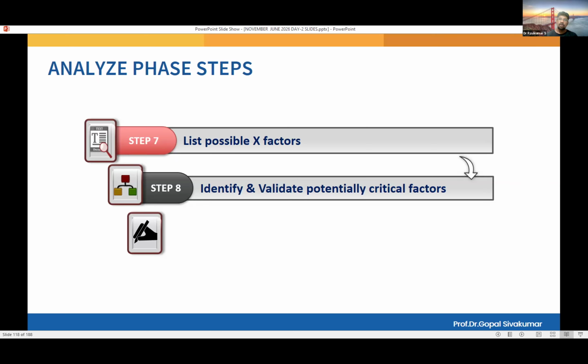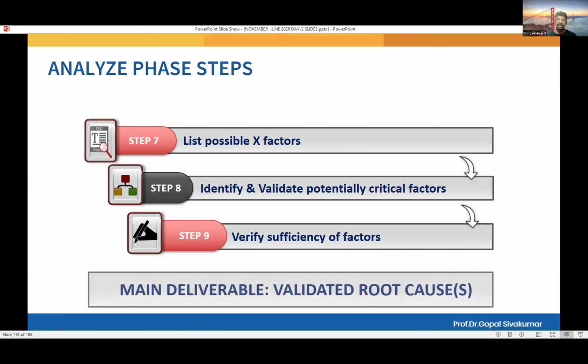Now the third one is we are trying to find out the root cause. What do you mean by root cause? The one which is actually creating the problem. That is the root cause. That is the third step. For that you need hypothesis testing. Got it, guys? All of you, are we clear? Are we clear here?